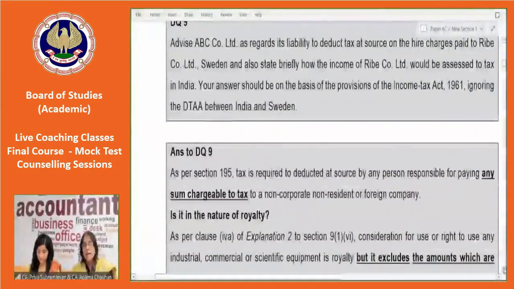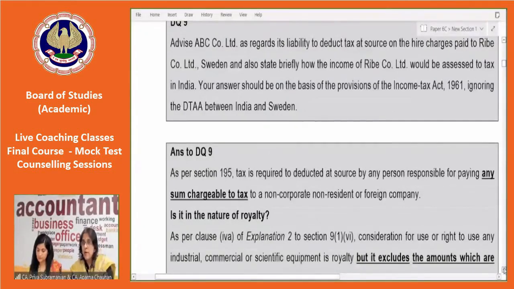It's a small paragraph, but how do you go about analyzing? If there is a liability to deduct tax at source under 195, you have to first determine whether the sum is chargeable to tax. For determining whether the sum is chargeable to tax, you have to know the nature of the sum, whether it's in the nature of royalty or not. Then if it's not royalty, you have to go to 9(1)(i) and find out whether it is deemed to accrue or arise in India. If it's deemed to accrue or arise in India, it will become chargeable to tax. So the ABC company limited would be required to deduct tax at source under 195.